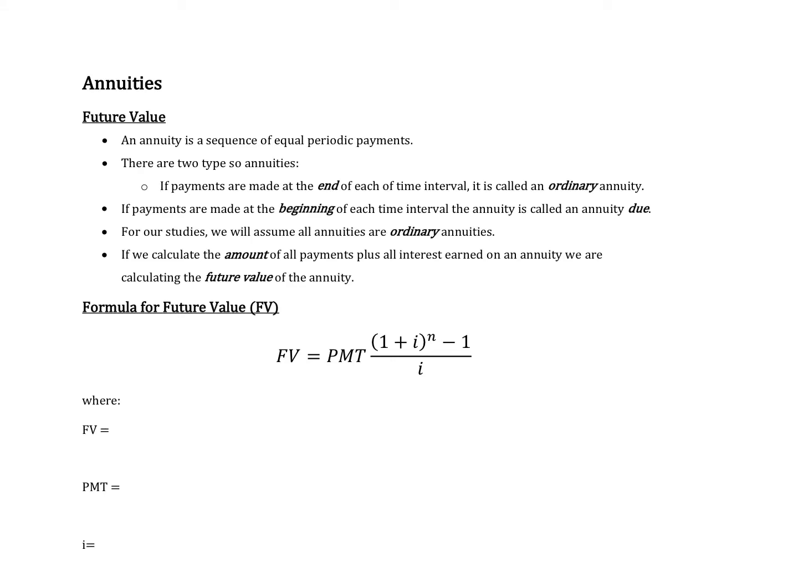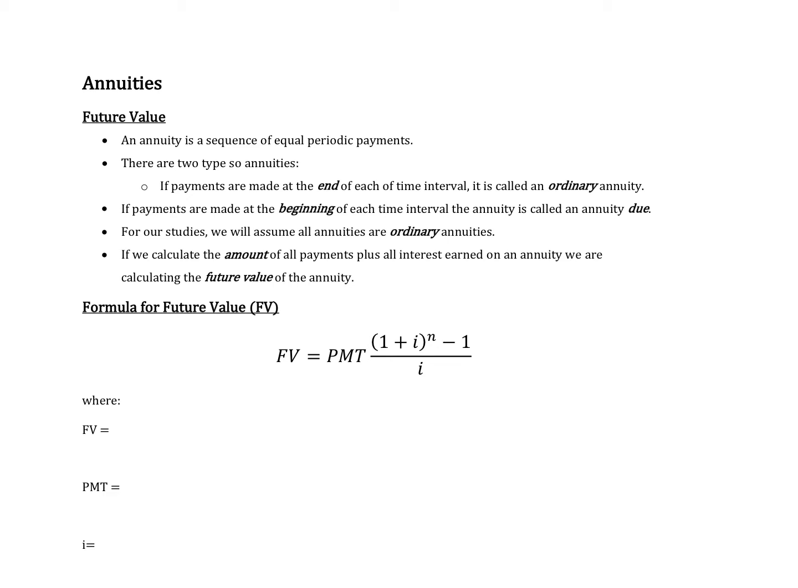So in this video, we're going to talk about what we call annuities. An annuity is any sequence of equal periodic payments. There are two types of annuities. There's what's called an ordinary annuity, if you make your payments at the end of each year or at the end of each compounding cycle that you're using. And there's what's called an annuity due, which occurs at the beginning of each cycle.